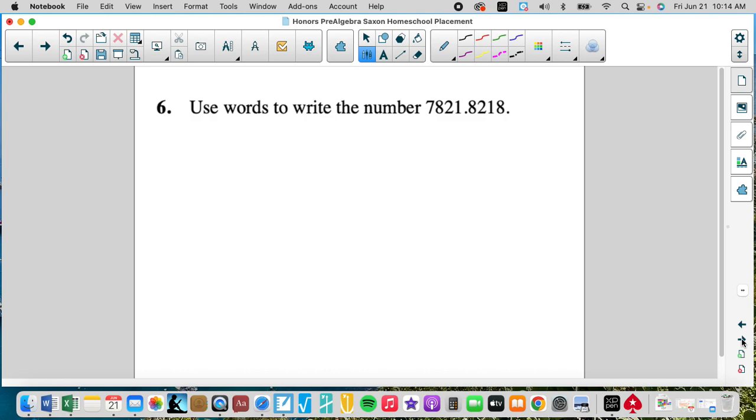Use words to write the number 7,821 and 8,218 ten thousandths. So we write this 7,000.